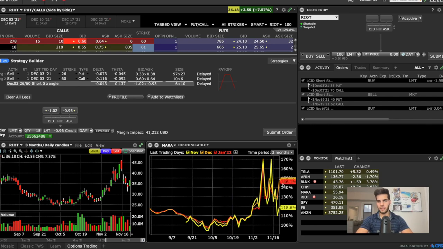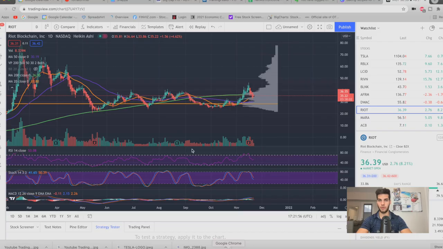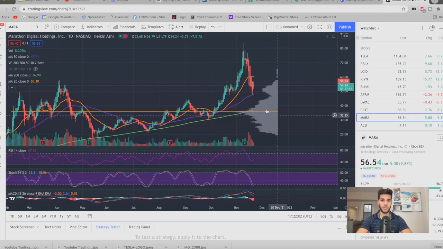Implied volatility is higher. We see about 150% on the December expiration. So let's take a look at the chart for Mara. Mara's having more strength on the day, up about 10%, sitting at 56.